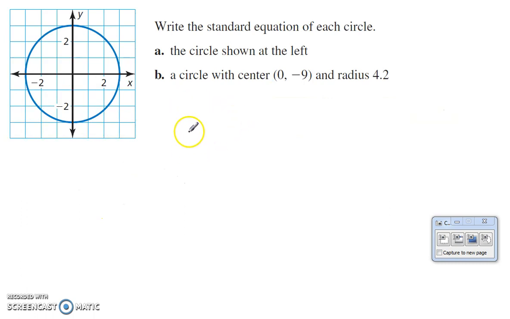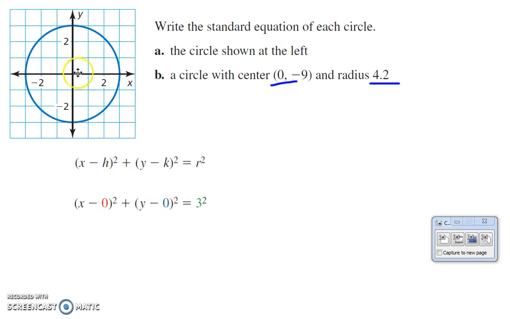Okay, so we want to write the standard equation of each circle for this circle right here, and then for a circle with a center of (0, -9) and a radius that's 4.2. Okay, so for this circle right here, we'll always start out with our formula, and then h and k is at the origin, so that's going to be 0, so plug in 0 there, and the radius here you can see is 3, so I'll put in 3 for r, and then simplify that, and that leaves me with x squared plus y squared is 9, and that would be in standard form.